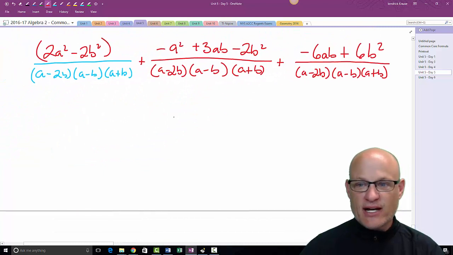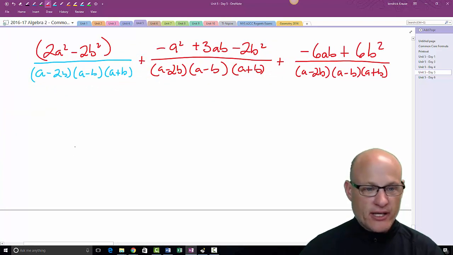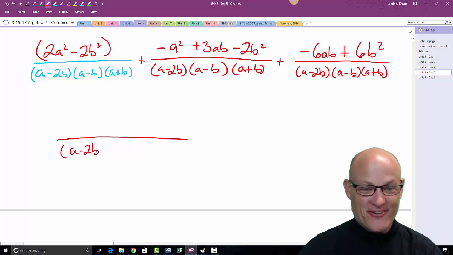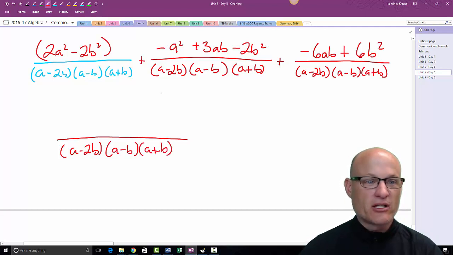Well, now that I've gotten the common denominator, I'm just about done. The common denominator is a minus 2b, or not to be. You know it's coming. A minus b, a plus b. All right, so now we've got a whole bunch of cleanup work to do.